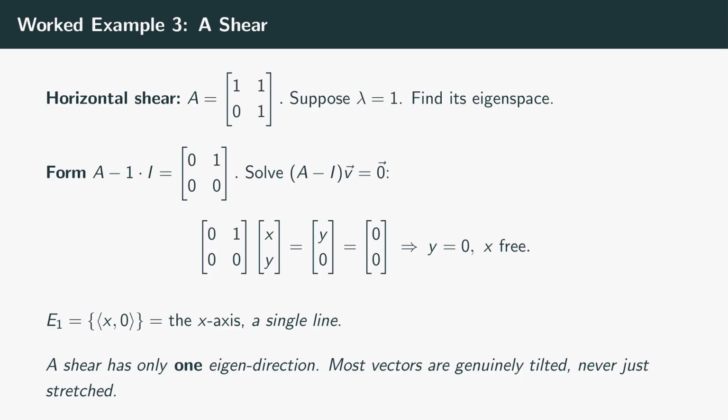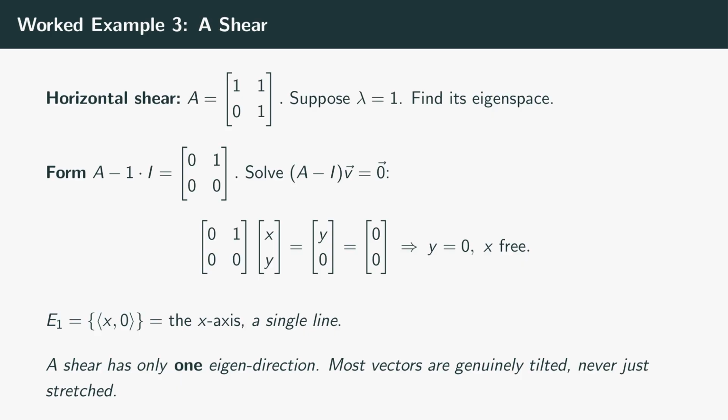For our last example, let's actually run the recipe and find an eigenspace. Take the horizontal shear with 1, 1 on the top row, and 0, 1 on the bottom. I'll tell you that lambda equals 1 is an eigenvalue and ask you to find its eigenvectors. Step 1: form the matrix A minus 1 times the identity. Subtracting 1 from each diagonal entry gives a matrix with 0, 1 on top, and 0, 0 on the bottom. Step 2: find its null space.